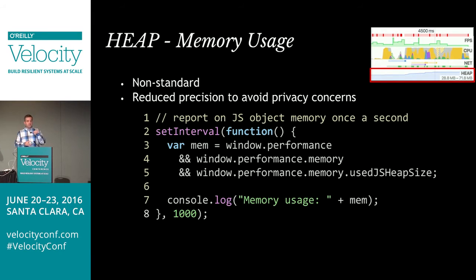And finally, in this graph in the timeline, we also have heap usage. Emily touched on this a little bit before as well, but there's a non-standard browser API to capture this in Chrome today. It's not available in other browsers. Chrome basically has the performance.memory.usedJSHeapSize.